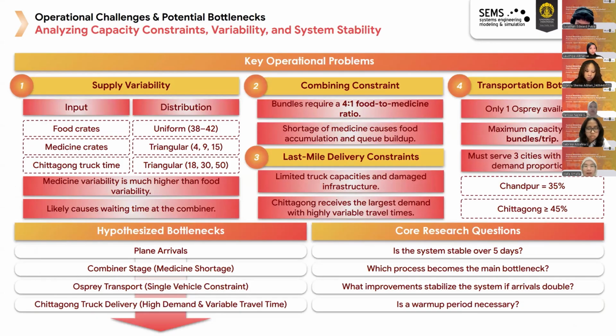Okay, this slide summarizes the main operational challenges and potential bottlenecks in the system. First, supply variability creates uncertainty, especially because medicine arrivals are more variable than food arrivals. Second, the bundling process requires a strict 4:1 food to medicine ratio, meaning a shortage of medicine can delay bundling. Third, last mile delivery is constrained by limited truck capacity and varying travel times. Finally, transportation capacity is limited because only one Osprey helicopter is available. Next.